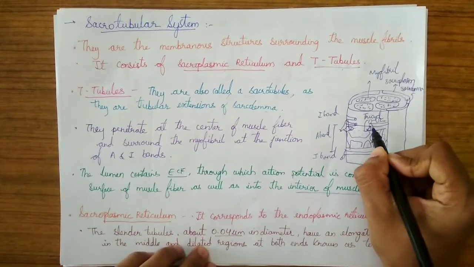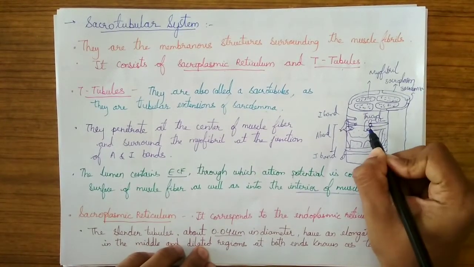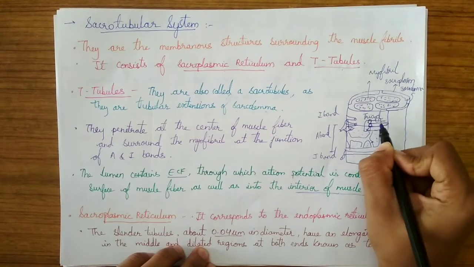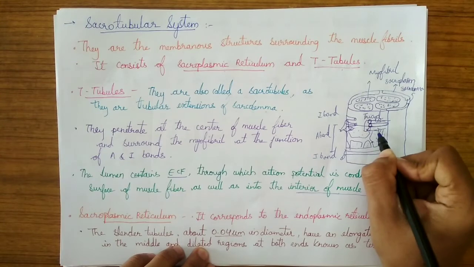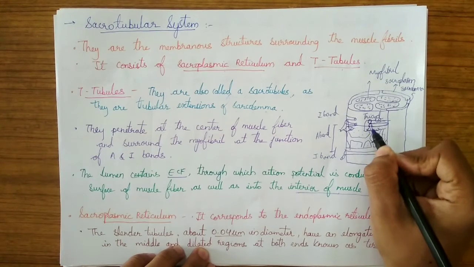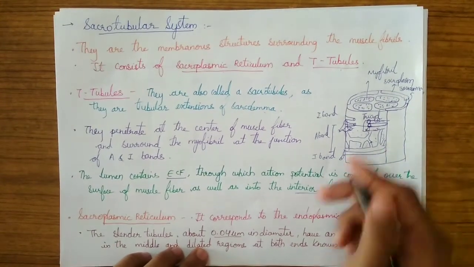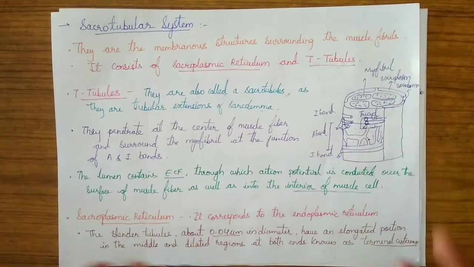So this is the T tubule, which is in between, and this is the sarcoplasmic reticulum. These two are the sarcoplasmic reticulum at the sides of the T tubule. So these three form the triad and they are in the A and I band junction.